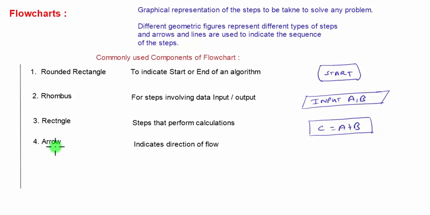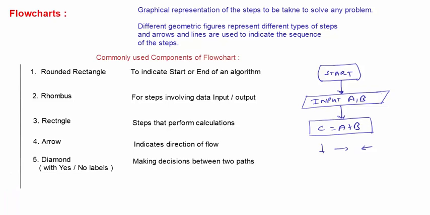Next component is the arrow. It is the most commonly used component. It is used to indicate the direction of flow. It is also used to connect different parts or different steps in the algorithm. It is drawn downward, sometimes rightward, leftward. You can draw it any way. It can be downward, upward, leftward or rightward. Commonly it is not drawn slanting. For example, here I want to show the flow like this. The algorithm starts, then it inputs A and B, then it adds A and B and puts the result into C. So I can draw the algorithm in this fashion.